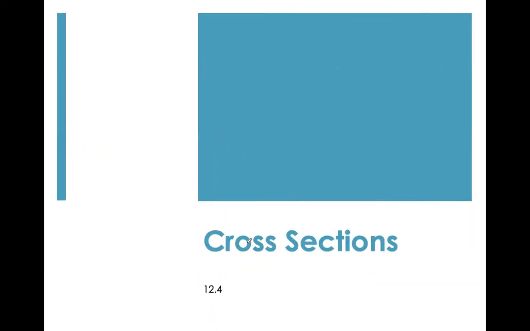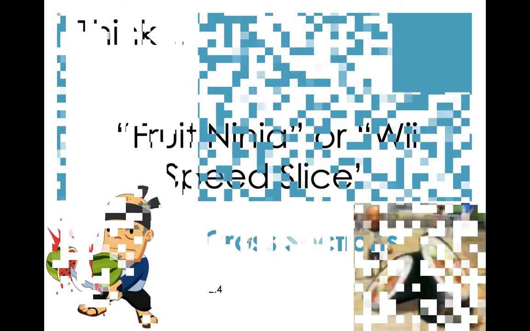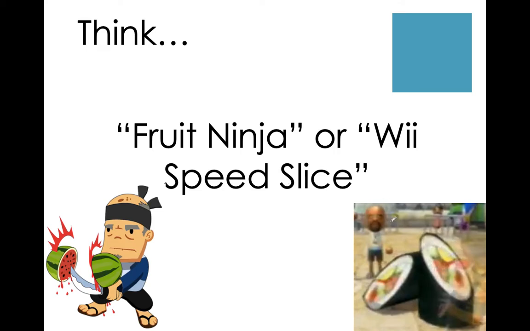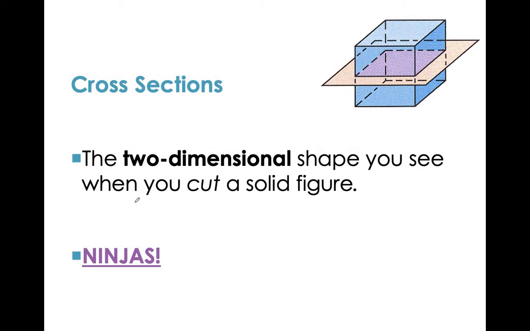Now we're going to look at the cross-section of these solid figures. And what I mean by a cross-section is, if you've ever played either of these games, Fruit Ninja or Wii Speed Slice, that's what we're talking about when we're saying cross-section. Basically, you take a three-dimensional figure and you slice it in one way or another, and the two-dimensional shape that results from the slice is the cross-section. So let's take a look. I have a little video that I would like to show you.